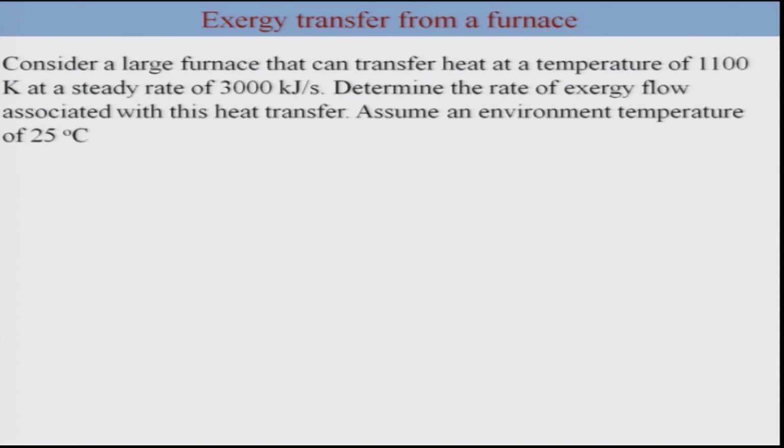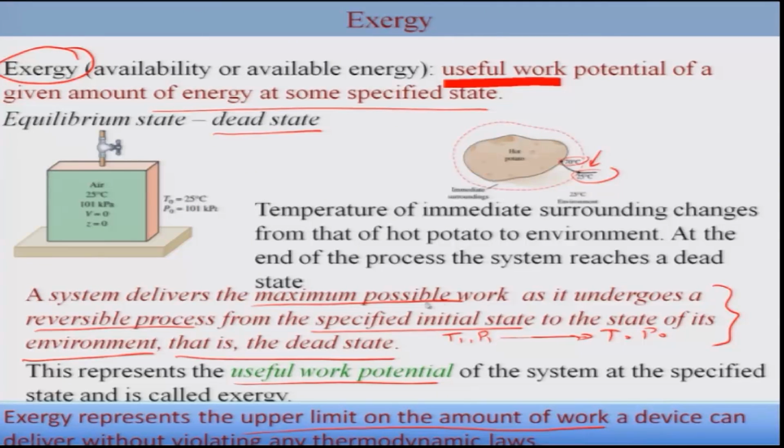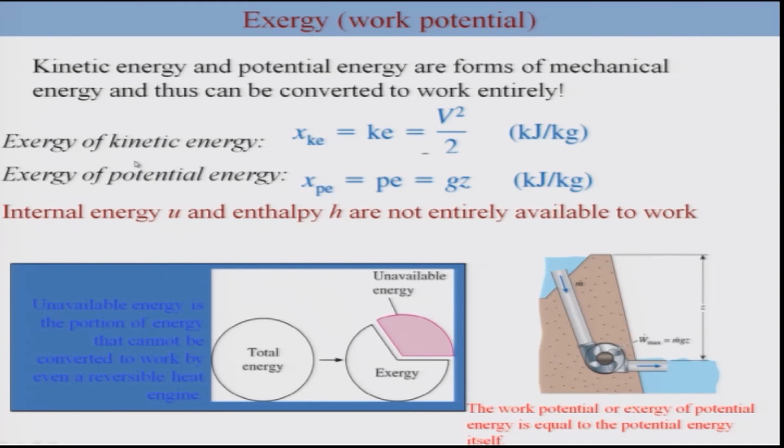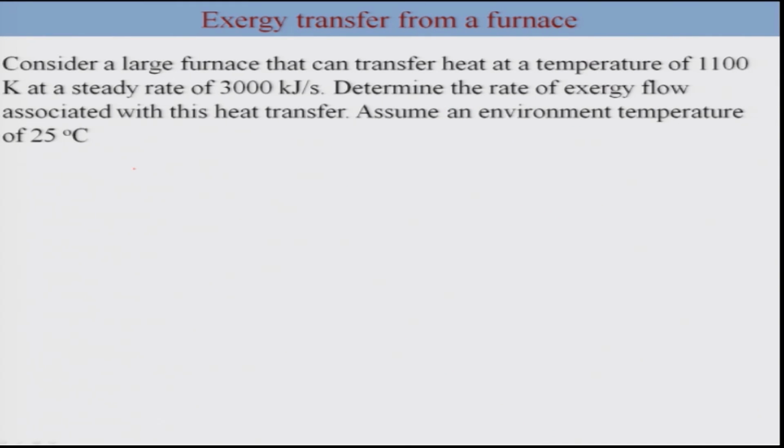So, we already talked about the fact that the maximum possible work is for the reversible process. In other words, we will be considering this furnace as a heat reservoir that supplies heat indefinitely at a constant temperature, and the temperature is 1100 Kelvin. Okay. So, we can model this particular system as a reversible heat engine and ask the question, what is its efficiency.